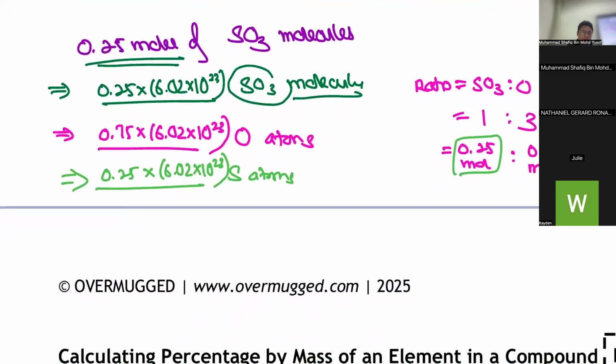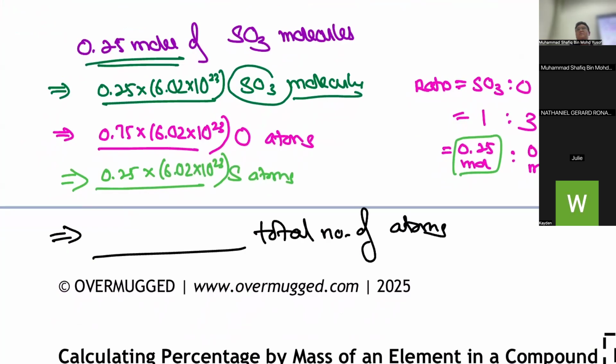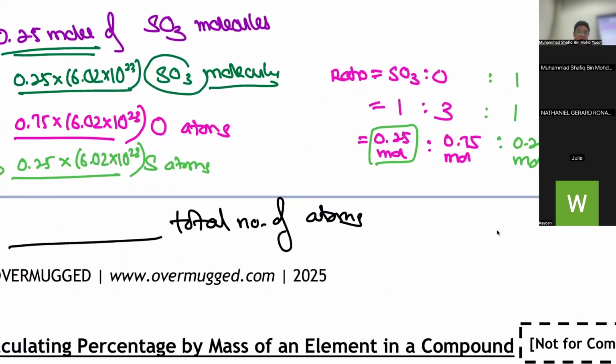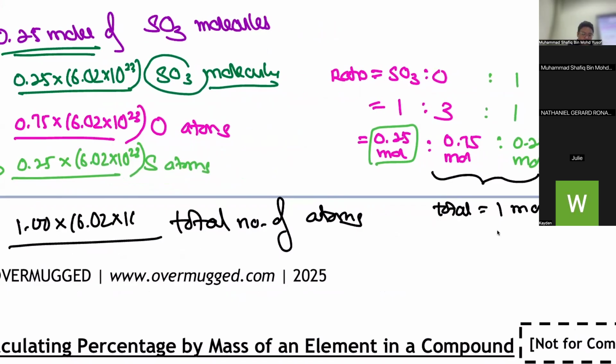Okay. Last question. Then, what is the total number of atoms then? Everyone. What's the total number of atoms? Because why? Because if you see on my ratio, the total here, if you add up, is 1 mole. Correct? 0.75 plus 0.25 is 1 mole, right? Then after that, you multiply by Avogadro's constant. It's 1 times 6.02 times 10 to the power of 23.